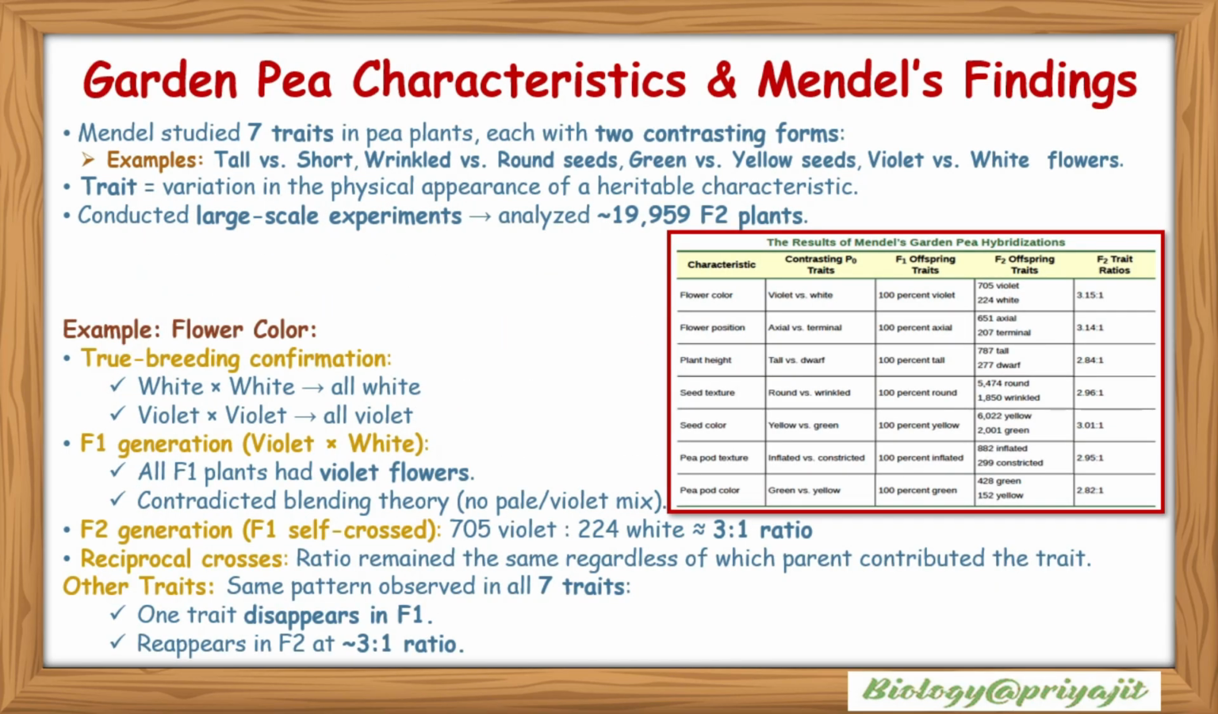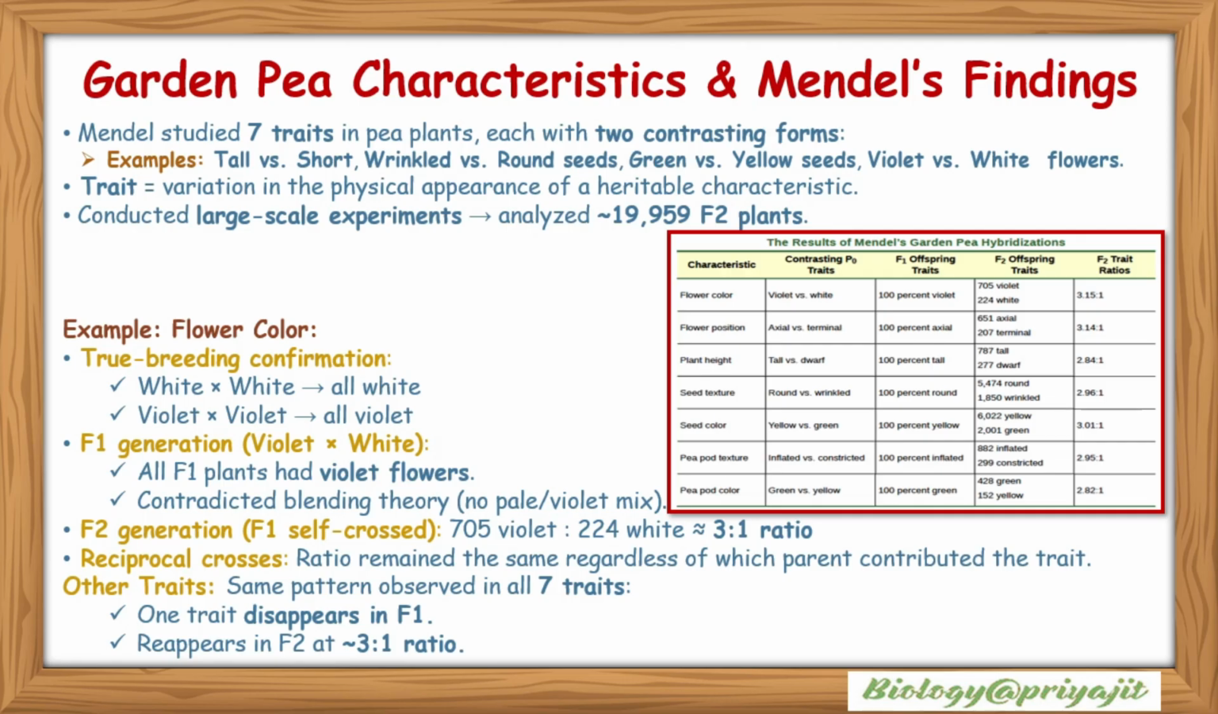Garden pea characteristics and Mendel's findings. Mendel studied 7 traits in pea plants, each with 2 contrasting forms. Examples: tall versus short, wrinkled versus round seeds, green versus yellow seeds, violet versus white flowers, etc. A trait is the variation in the physical appearance of a heritable characteristic. He conducted a large-scale experiment. Mendel analyzed nearly 9,959 F2 plants. The image shows the results of Mendel's garden pea hybridization.